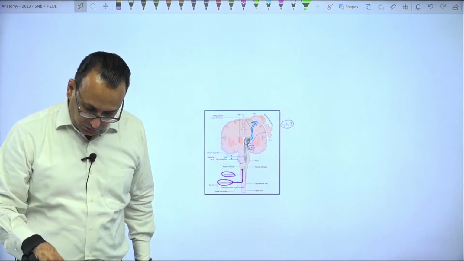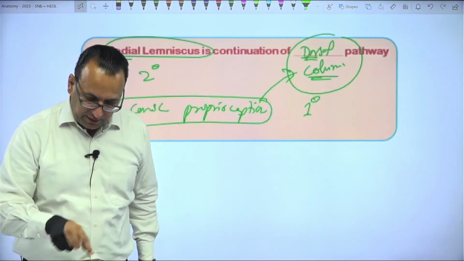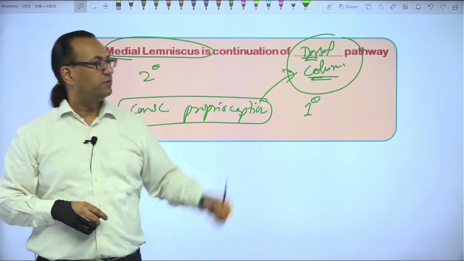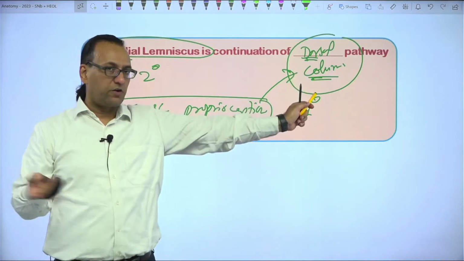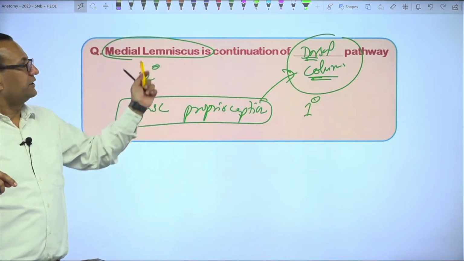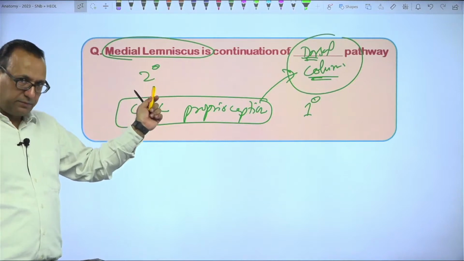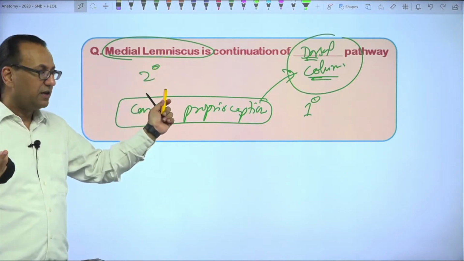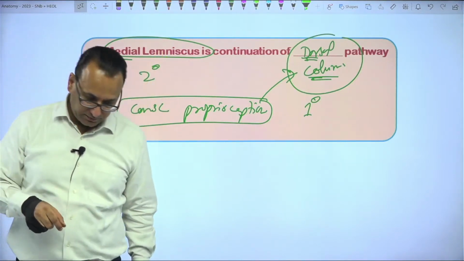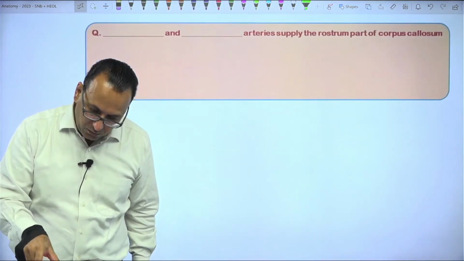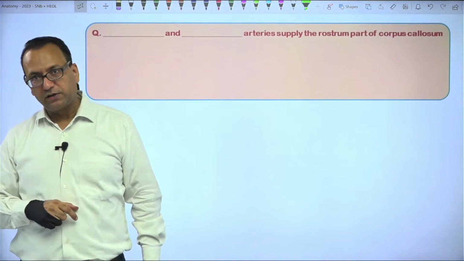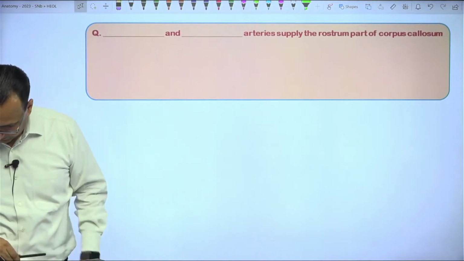So your question was: medial lemniscus is a continuation of what? Your answer is dorsal column. The dorsal column continues as medial lemniscus. The dorsal column is the first order neuron. After decussation it becomes medial lemniscus, and this is the second order neuron. Now, you already know the answer to this question. Tell me.